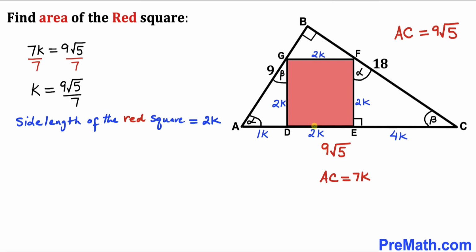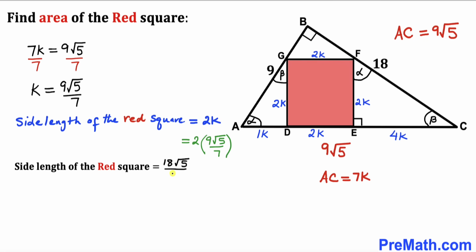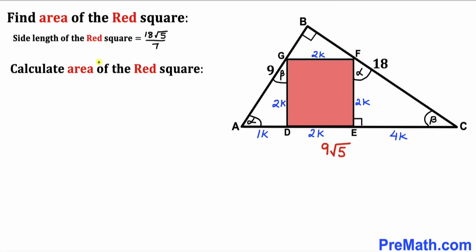And we know that the side length of this red square is 2 times K, and our K value is 9 times square root of 5 divided by 7. So therefore I can write this one as 2 times 9 times square root of 5 divided by 7 over here. So therefore the side length of this red square is going to become 18 times square root of 5 divided by 7 units. And here's our final step.